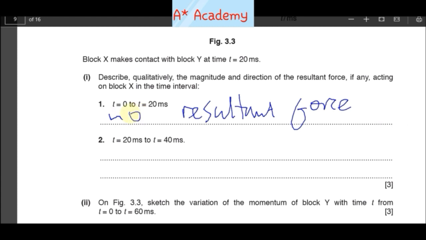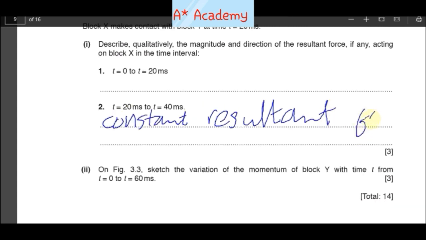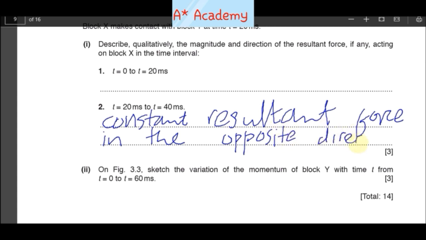Then for the other part, constant resultant force in the opposite direction.